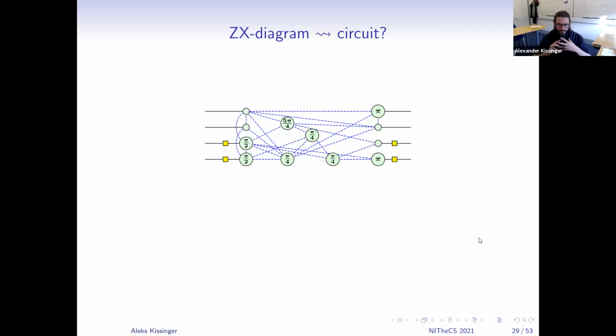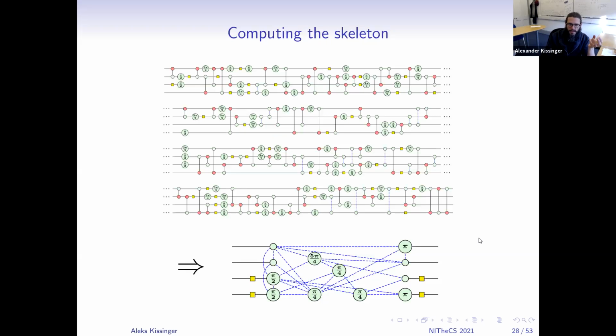Well, maybe I should say that the first thing you might want to do with this is optimize circuits. So maybe I've got this big circuit, and I have computed this very compact graph. This graph actually represents the same computation as this big circuit. And you might think, well, maybe I can just turn that graph into a smaller circuit, and then I've kind of won, right? Because I've optimized my circuit.